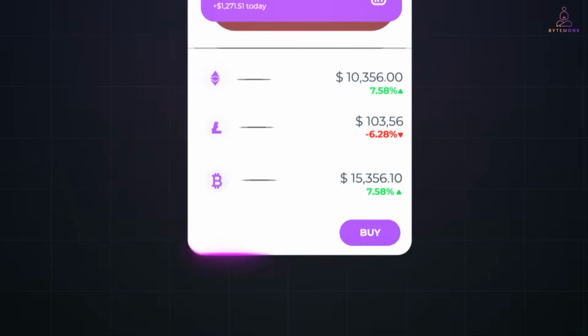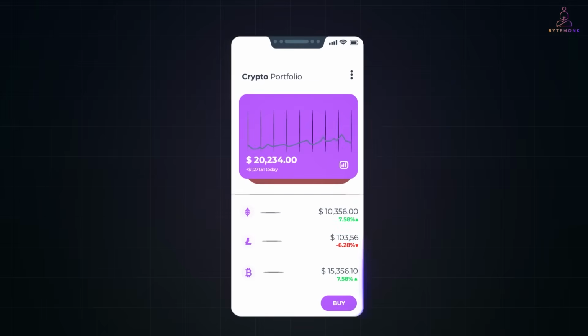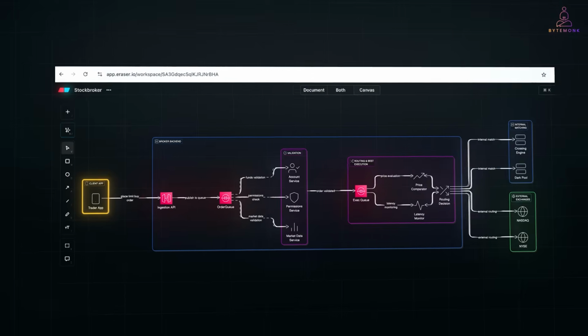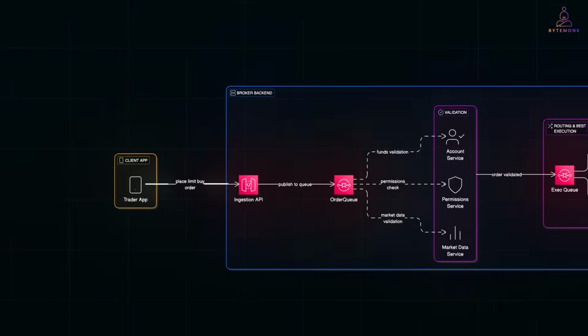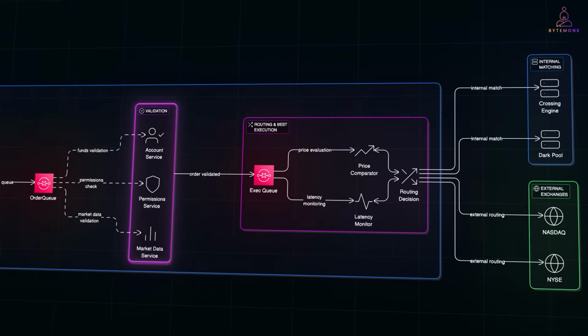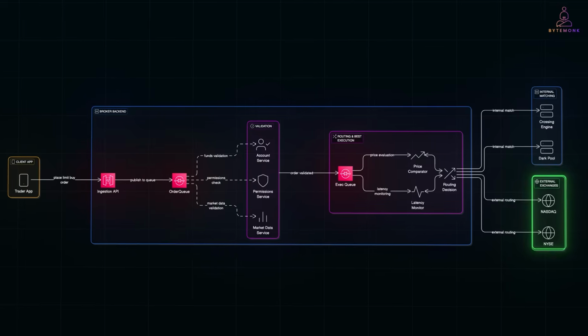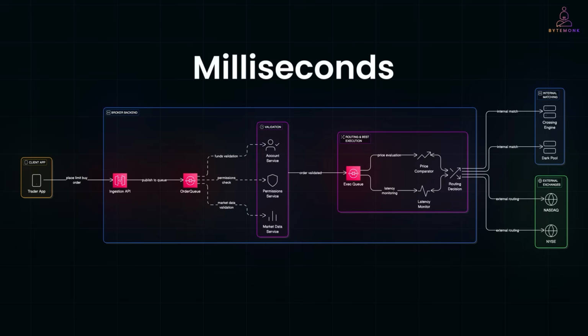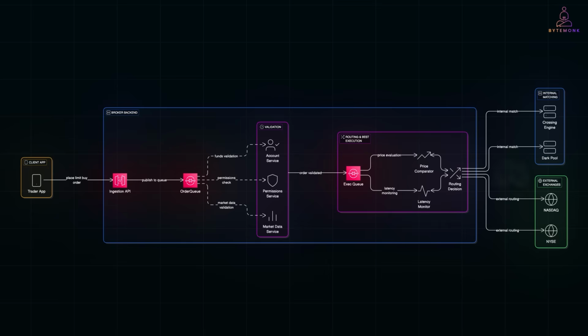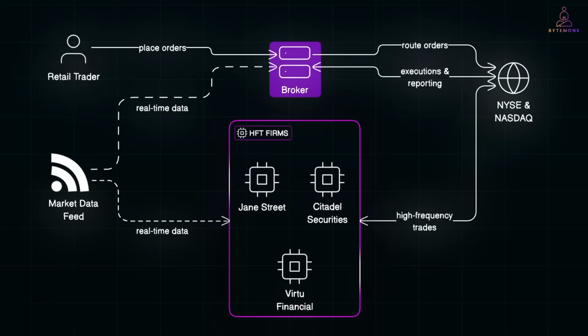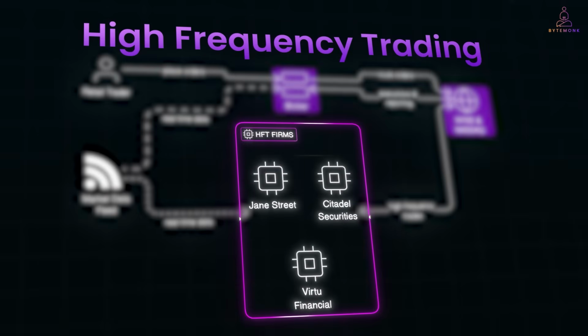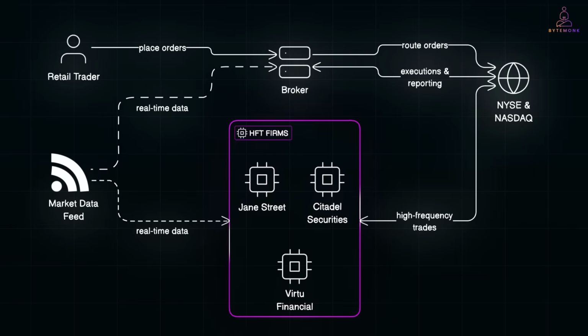When you tap buy on a stock trading app, you're not just sending a request, you're triggering a real-time pipeline of systems. APIs fire, orders are validated, some get matched in-house, others are routed to exchanges like Nasdaq. And all of this happens in milliseconds, sometimes microseconds. Under the hood, it's a finely tuned network of order books, matching engines, and in some cases, algorithms competing at blistering speeds. I'll break it all down in this video, from brokers and exchanges to how high-frequency trading turns code into cash. Let's get started.